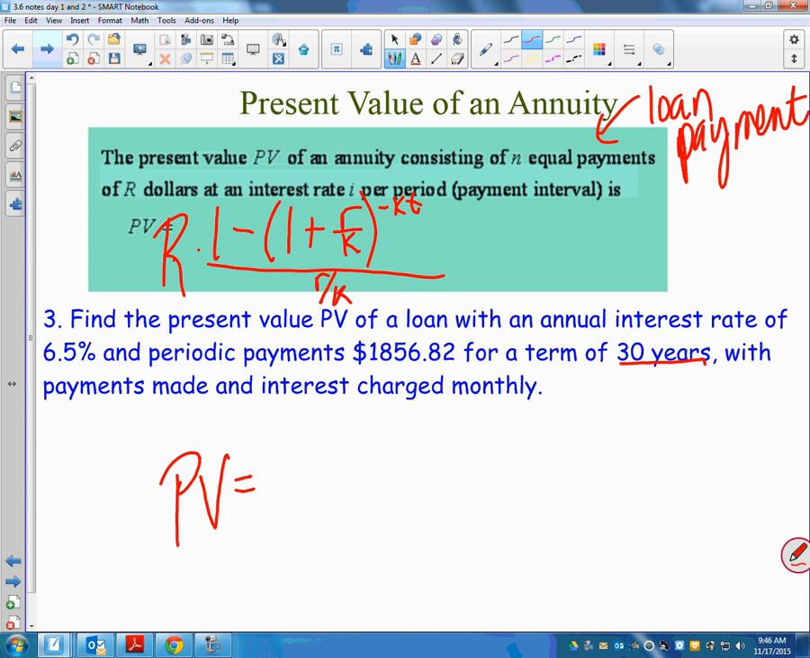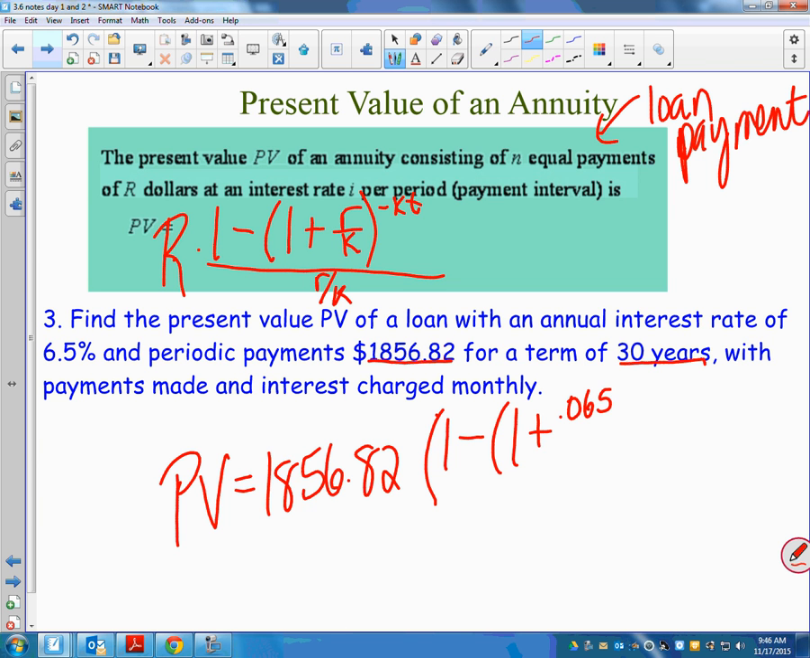So R is how much I'm paying, a monthly payment, $1,856.82 times 1 minus parentheses 1 plus 6.5%. That's pretty crazy to get into a calculator. 6.5 divided by monthly payments, so that's 12, to the negative 12 times 30. And again, if you're going to type that in your calculator as negative 12 times 30, you're going to need parentheses around that also.